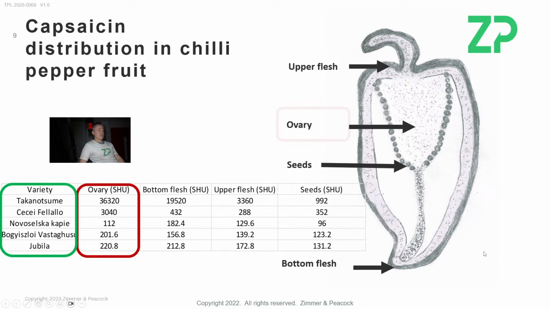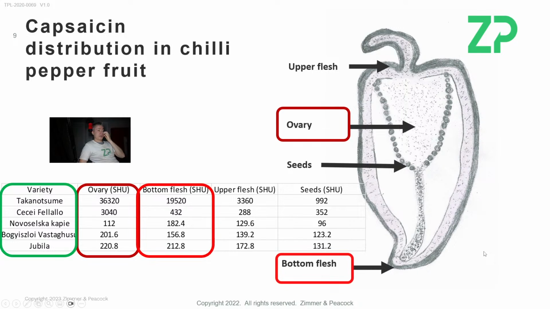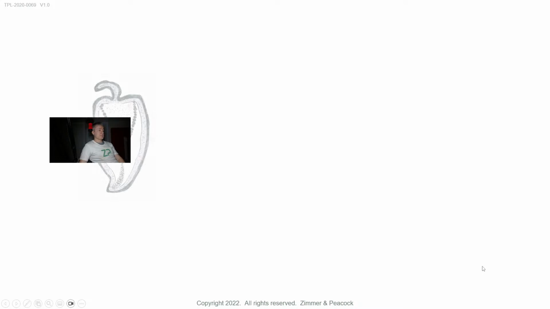So as I say, the ovary is the hottest. The bottom flesh is probably the second hottest, followed by the upper flesh, and then the seeds are the mildest. So I just wanted to dispel that thought that the seeds are where all the capsaicin is. It's actually in the ovaries.